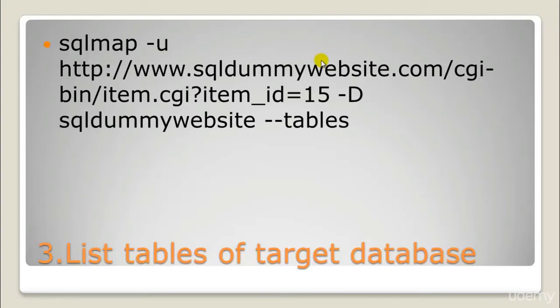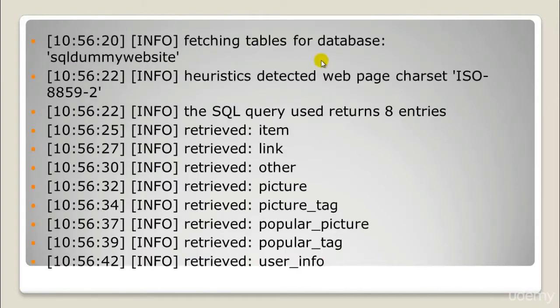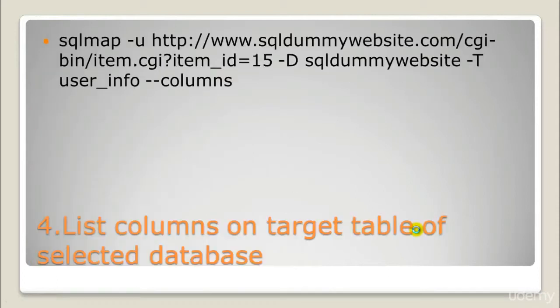This will get us these 8 different tables. It's obviously more than 8, but these are the tables that we will get. It's fetching tables for the database, heuristics detected the web page, and so these are the tables we will be getting: item, link, other, picture, picture tag, popular picture, popular tag, and user info. Of course, we want to check what's inside the user info table using SQLmap injection, as that table probably contains usernames and passwords.